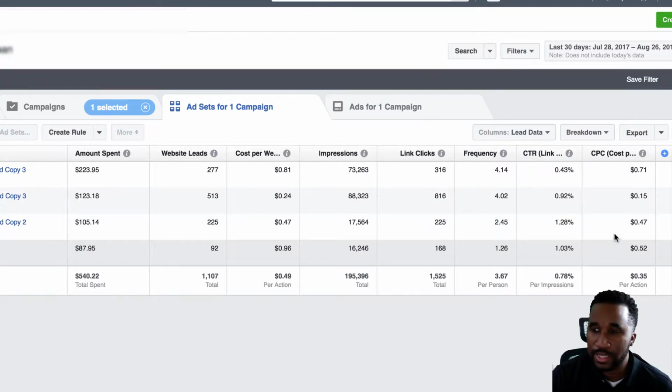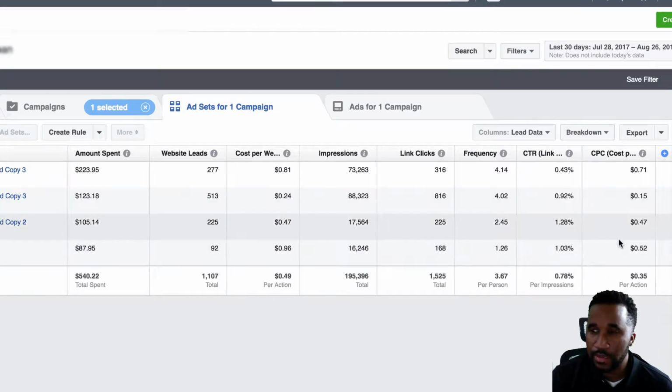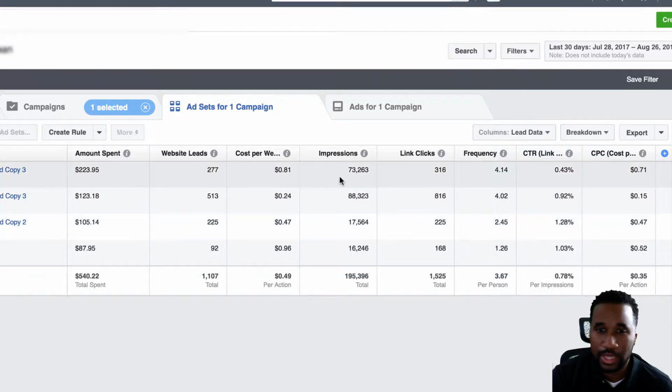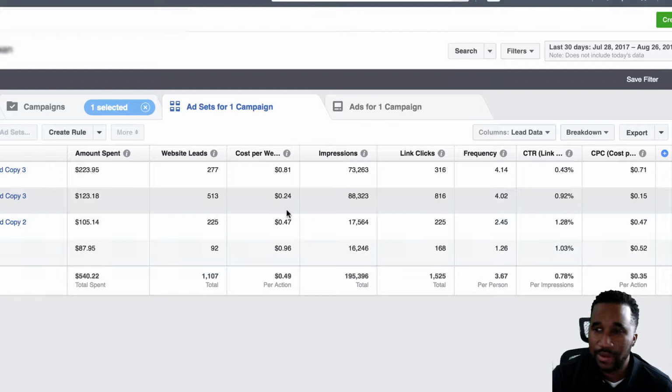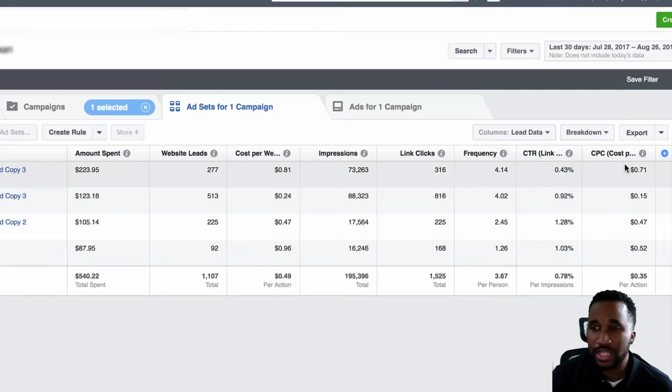So yeah, this is a good example right here, because if I see this, like the cost per website lead is outstanding, but I see this cost per click that is pretty similar, this would mean that the conversion rate on the landing page is sky high if I'm only paying 71 cents per click, but I'm paying 81 cents per lead. So something like that is kind of a red flag for me to take a deeper look and see if there's anything going on with reporting.